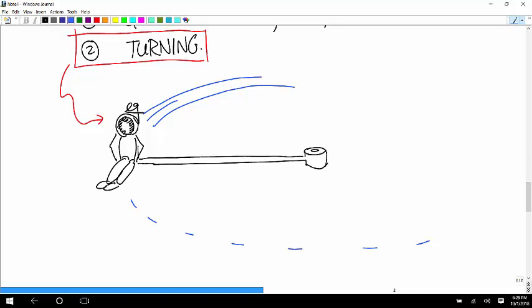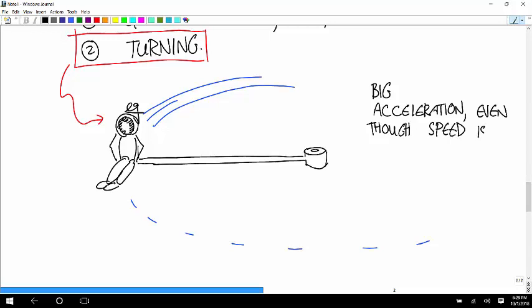So there's a big acceleration even though the speed isn't changing. And that's because the direction is changing. Or let me just say, because of turning, that also requires acceleration.